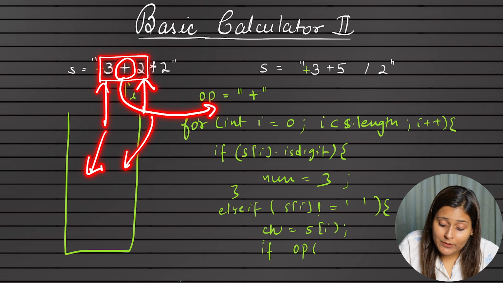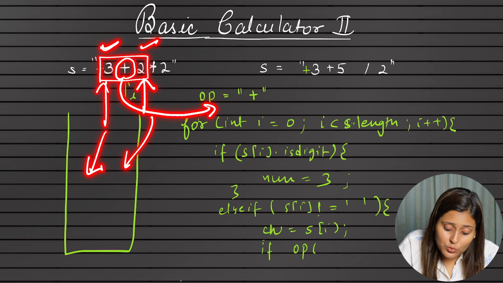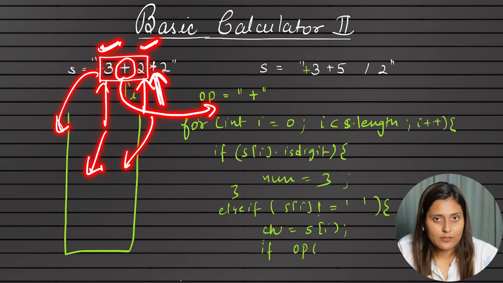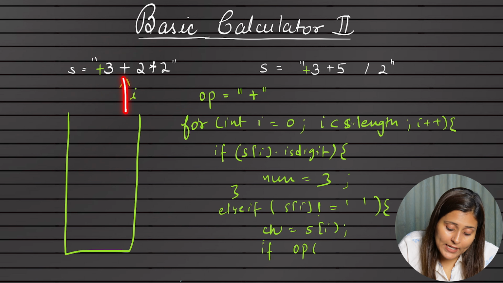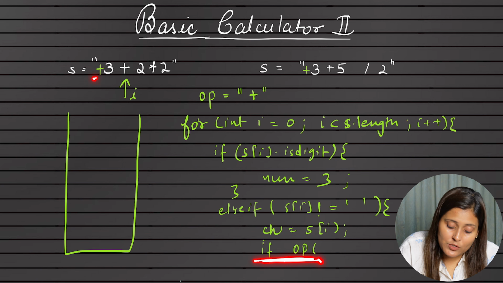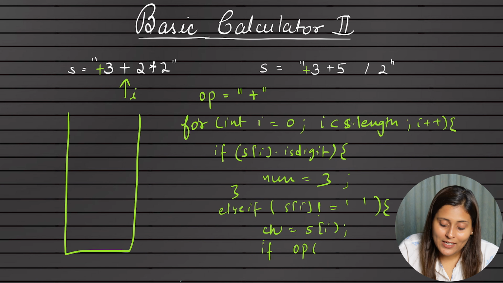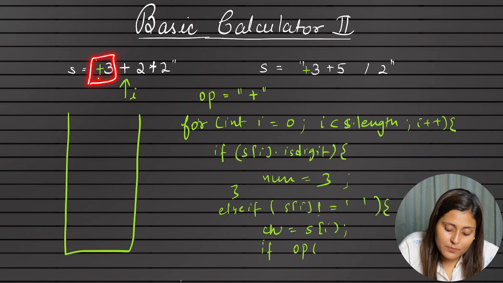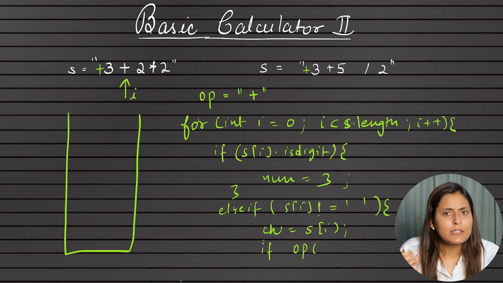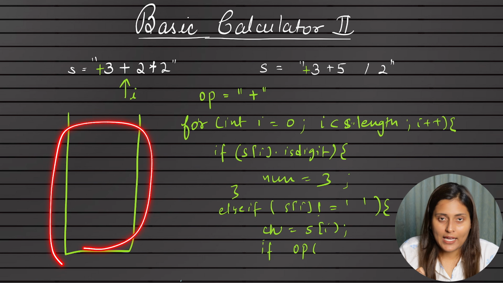Why is it saved in a variable? Because we can only operate these two numbers from the stack when we have already encountered this and we are on the next operator. So now we are at this operator, and we'll check what the previous op is. Previous op is plus. That's what I said: for any number which has previous op plus or minus, we will not do anything, because following the BODMAS rule we will only do multiply and divide, and for any plus and minus things we will just save them in the stack.